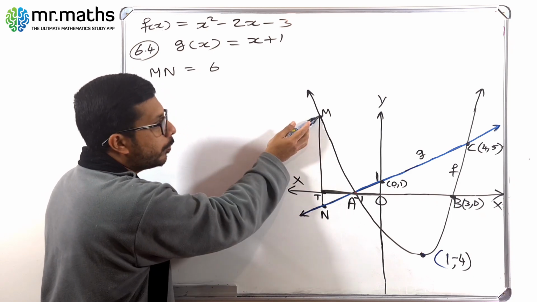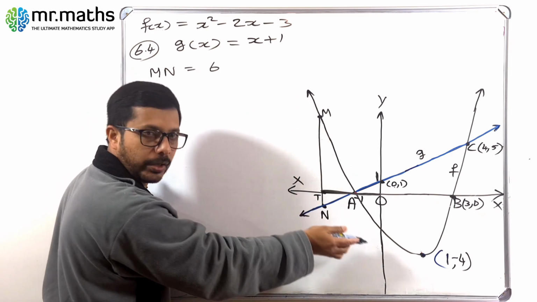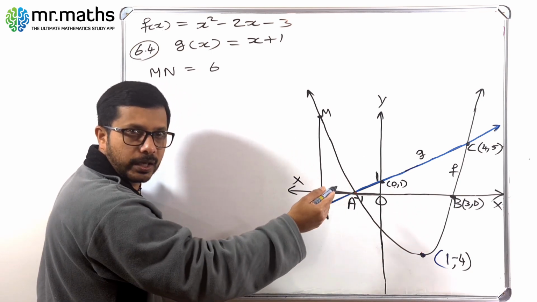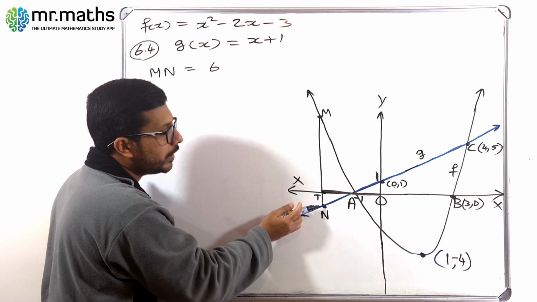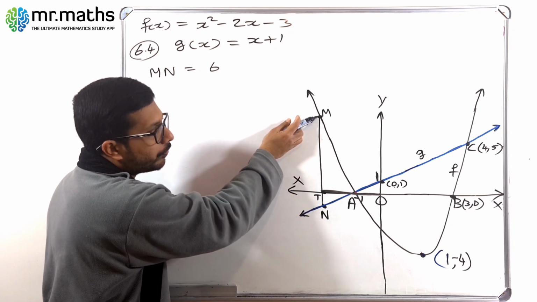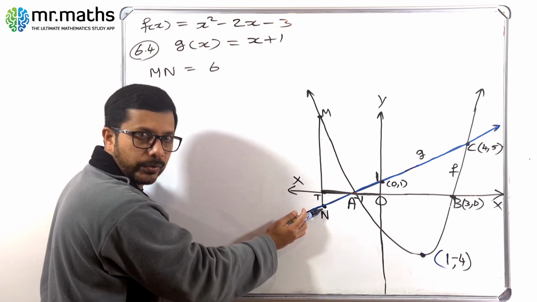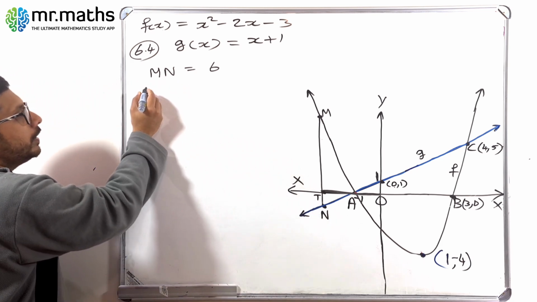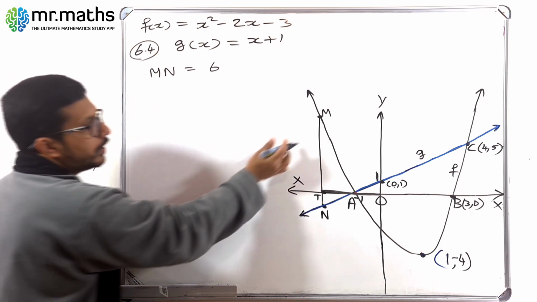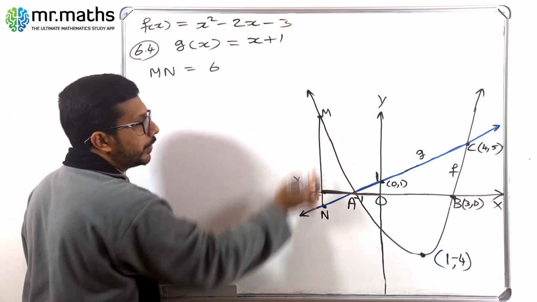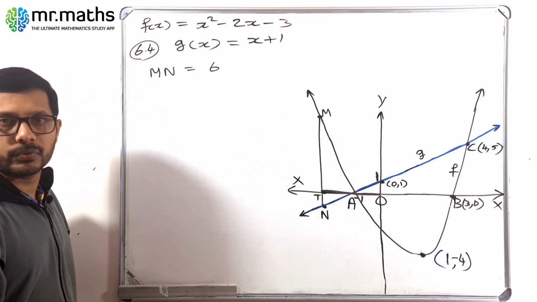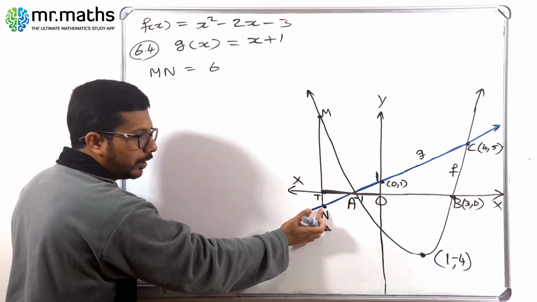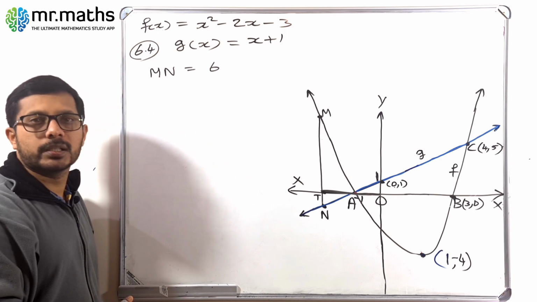Am I right? This point lies on which graph? F of x graph. And this point lies on which graph? G of x graph. So it means that MN is the distance between the f of x graph and the g of x graph. So how can you find the distance between f of x and g of x? The f of x graph at this point minus the g of x graph there, that is the distance MN.